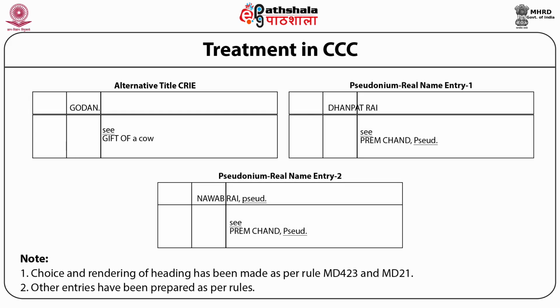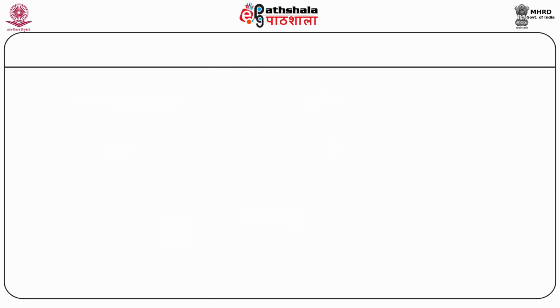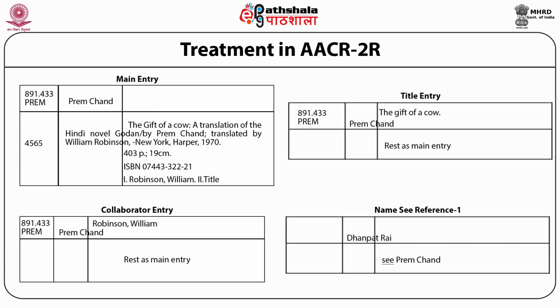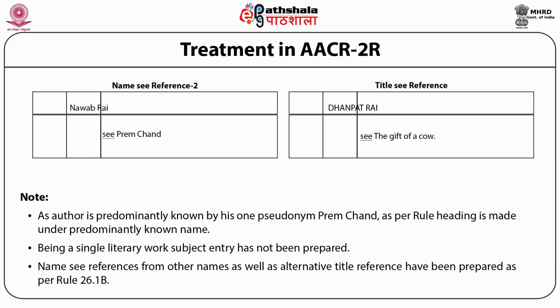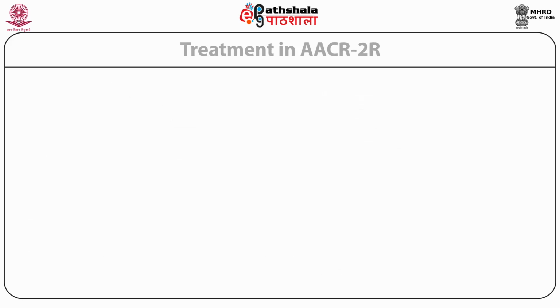Two cross-reference index entries have been prepared as per rule number LD1. In the main entry of AACR2, all the sections of the main entry have been recorded as per rules discussed in Module 12. However, the heading is prepared under the predominantly known name. All other entries have also been prepared as per rules already discussed in Module 12.